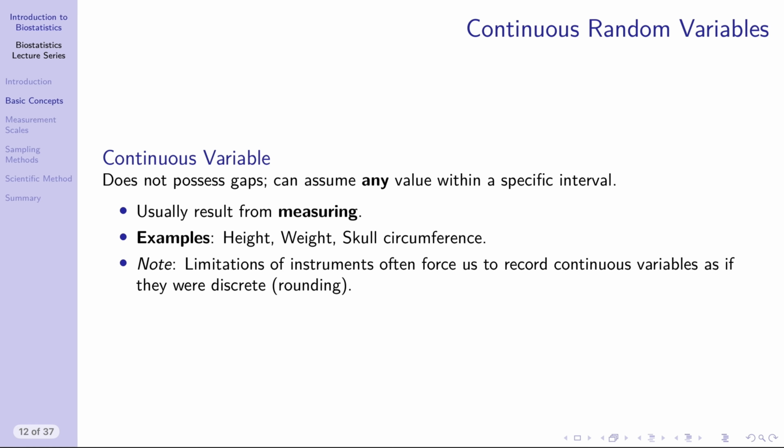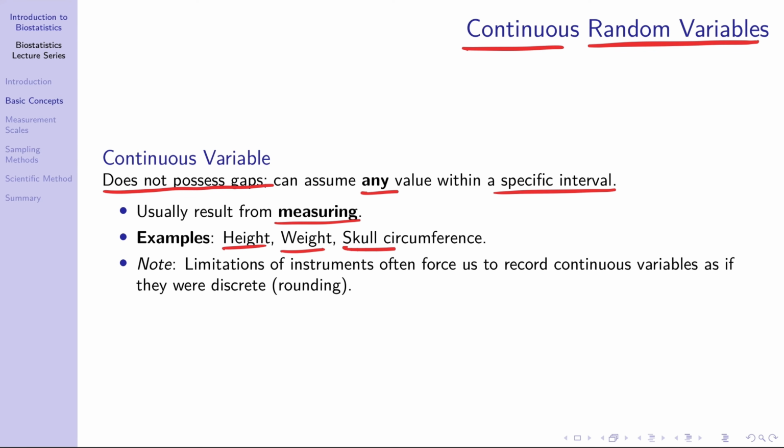The next type is the continuous random variable. Continuous random variables do not possess any gaps and they can assume any value within a specified interval. These usually result from measuring. Things like height, weight, skull circumference, all of these are examples of continuous random variables. These are mainly limited by the instruments, because the accuracy of the instrument forces us to record these values as discrete values, since we always round them based on the precision or sensitivity of that particular instrument.